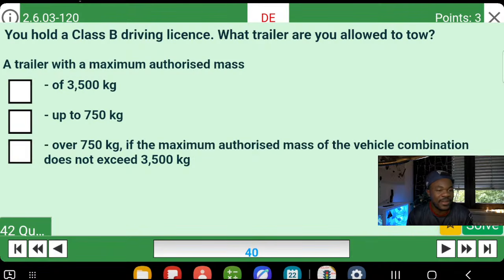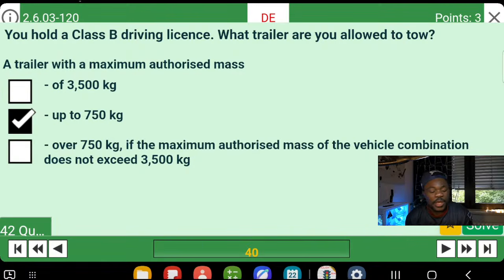You hold a Class B driving license. What trailer are you allowed to tow? So this is your license that you're currently doing, a Class B license, right? Which trailers are you allowed to tow behind your car? Trailers up to 750 kilograms, or trailers over 750 kilograms if the maximum authorized mass of the vehicle combination does not exceed 3,500 kilograms. So 2 and 3 are perfect answers. Take note.